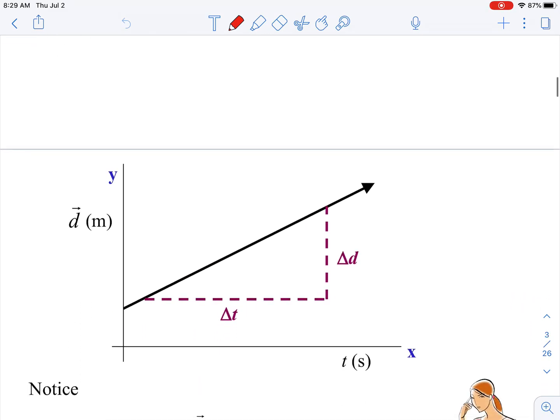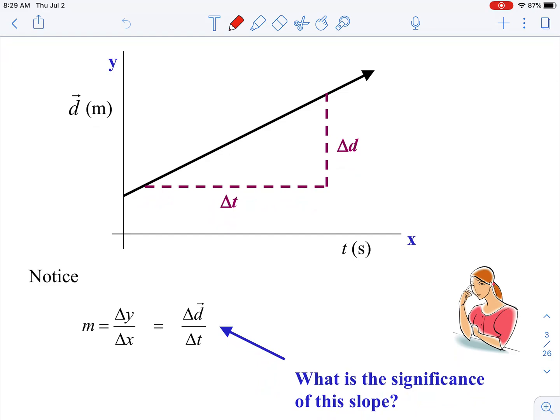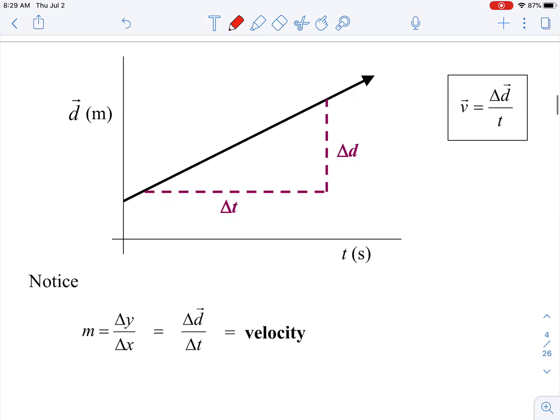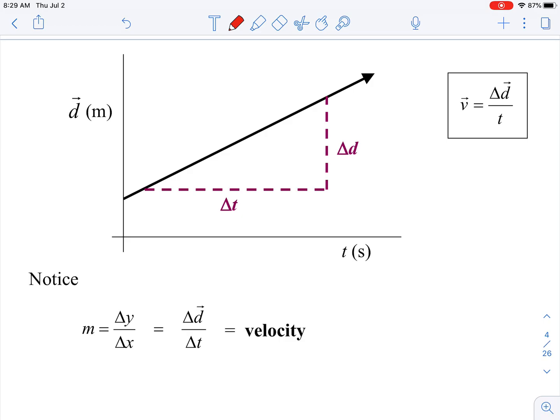Good. Next, let's imagine we wanted to find the slope. Now, if you find the slope, you're going to be doing rise over run, which actually comes out to be delta y or delta d over delta x, which is delta t. Do you guys know what is delta d over delta t by definition? Answer, velocity. So you'll notice that when you have a position time graph, the velocity just simply represents the slope.